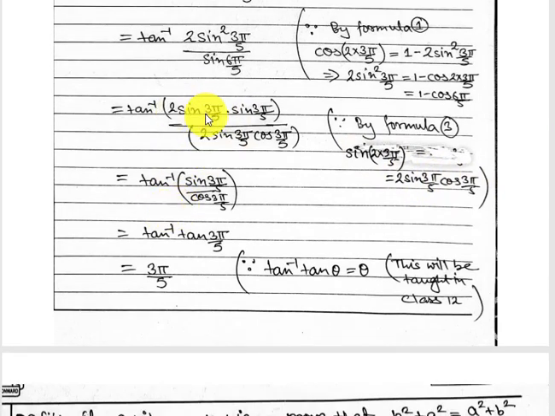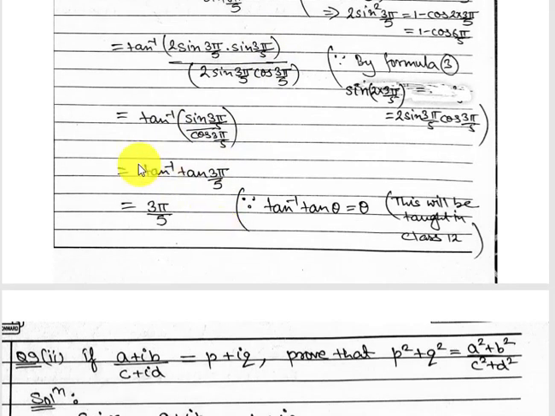Now what happens? From the numerator 2 sine 3 pi by 5 and from the denominator 2 sine 3 pi by 5 get cancelled. So we are left with sine 3 pi by 5 upon cos 3 pi upon 5. That means we are left with this much, which means tan 3 pi upon 5. Now there is one property: by that property, if you have tan inverse and then tan, then only that angle is written down.